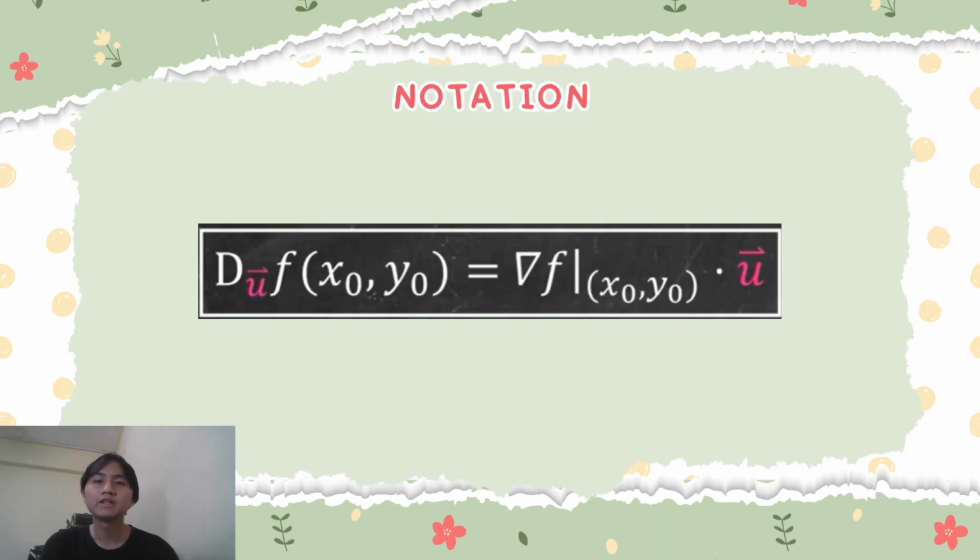To compute a directional derivative, we can simply use this notation. The directional derivative with respect to u of the function f at the point x naught, y naught is equal to a simple dot product, the dot product of the gradient and the direction vector.